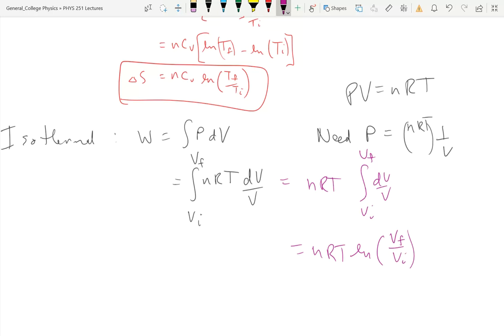It's not super hard, but you have to remember, I can't integrate with two variables in the integral. I need one of them. And so I had to find a way to change P so it was just a function of volume. So that's finding the work for an isothermal process. What about the change in entropy?